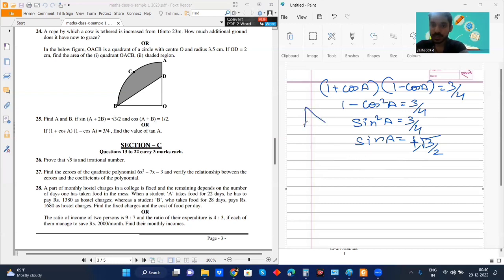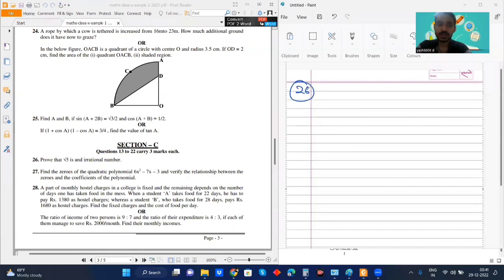So if I consider a triangle, this is my plus or minus root 3 and this is 2. So this will be 1 using Pythagoras theorem. So tan A will be perpendicular by base, so plus or minus root 3 by 1, which is plus or minus root 3 only.